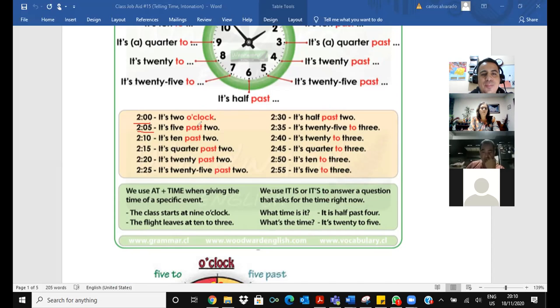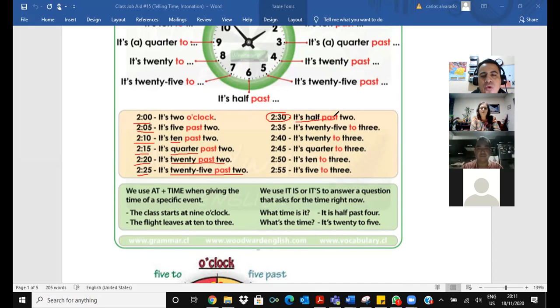2:05. It's 5 past 2. Es decir, han pasado 5 minutos después de las 2. It's 10 past 2. Okay. Very good. 2:15 sería, it's a quarter past 2. 2:20 sería, it's 20 past 2. Okay. 2:25, it's 25 past 2. Okay. Y después llegamos a la mitad, right? Aquí.